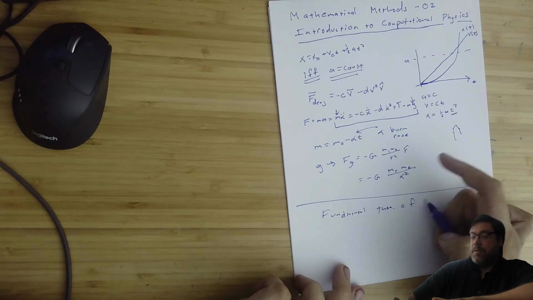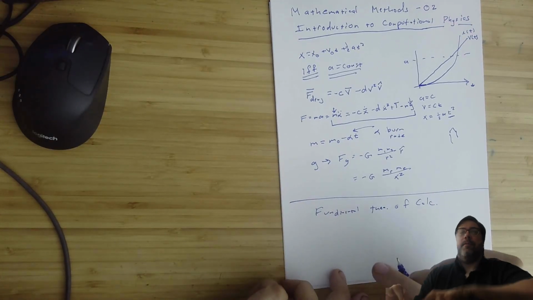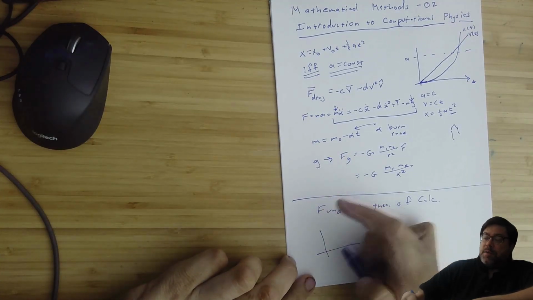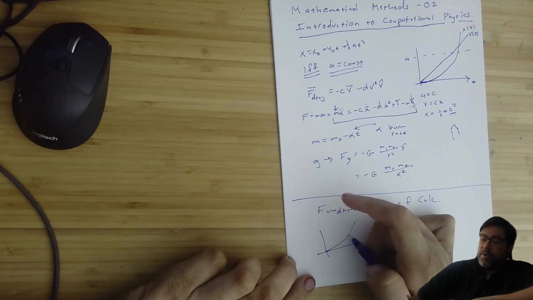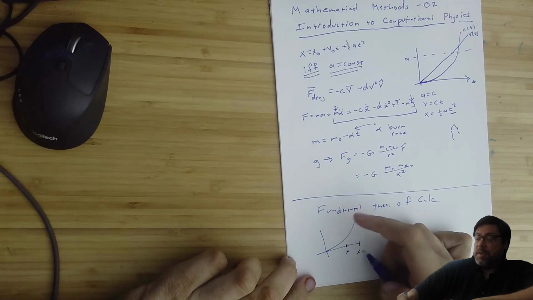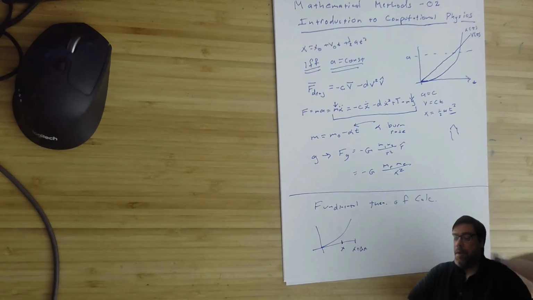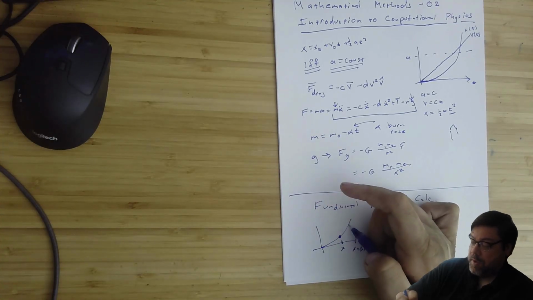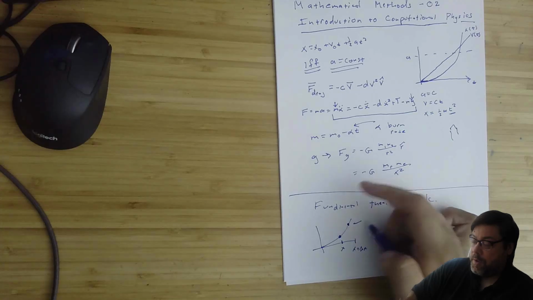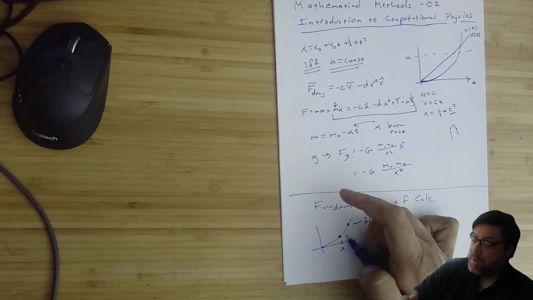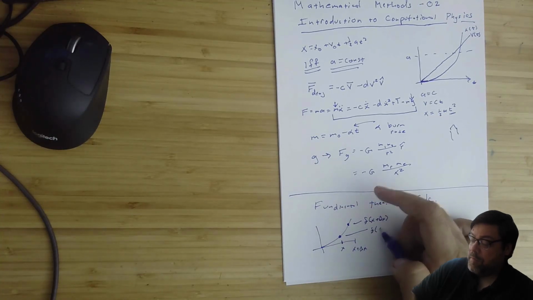All right, so the fundamental theorem of calculus, well, we can draw a little plot. Generally speaking, let's say we have this curve, and we have x, and we have x plus delta x. That means we have this point here, which is f of x plus delta x, and this point here, which is f of x.